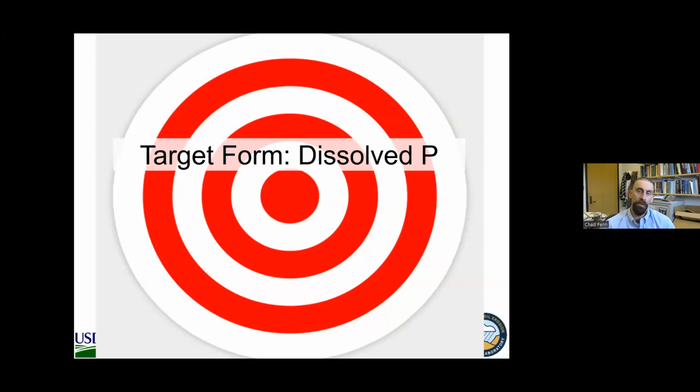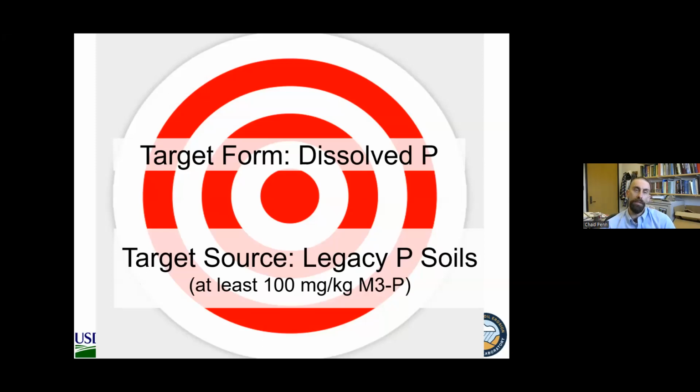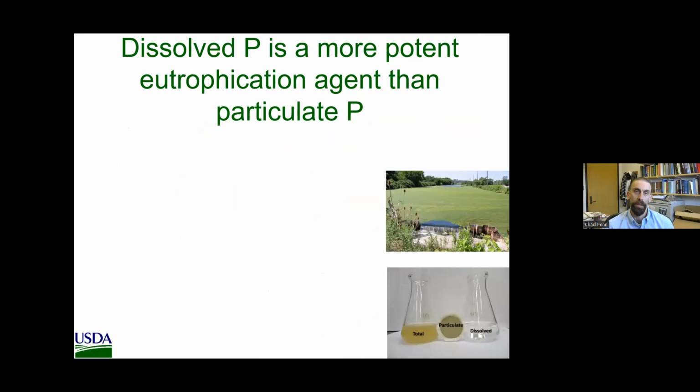Not only is the target dissolved phosphorus, but it's dissolved phosphorus that's coming from high P soils, from legacy P soils. And I say that to differentiate it from dissolved phosphorus that's coming from recent manure or fertilizer applications. We call that incidental losses of phosphorus. The target of this is dissolved P coming from these legacy P soils. And by legacy P soils, I know that's a somewhat ambiguous term, but in this case, I'm defining it as soils that have at least 100 milligrams per kilogram of Mehlich-3 phosphorus.